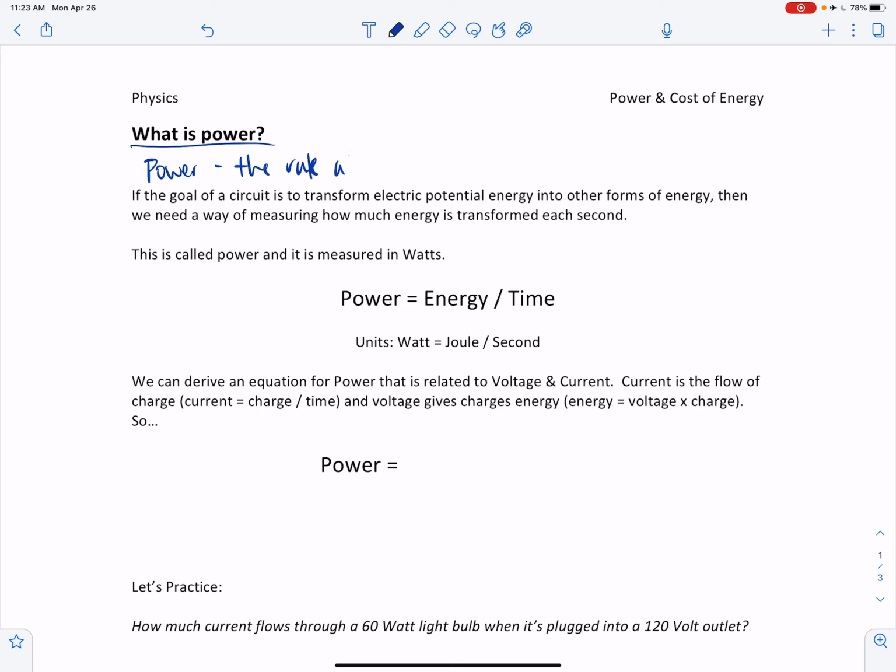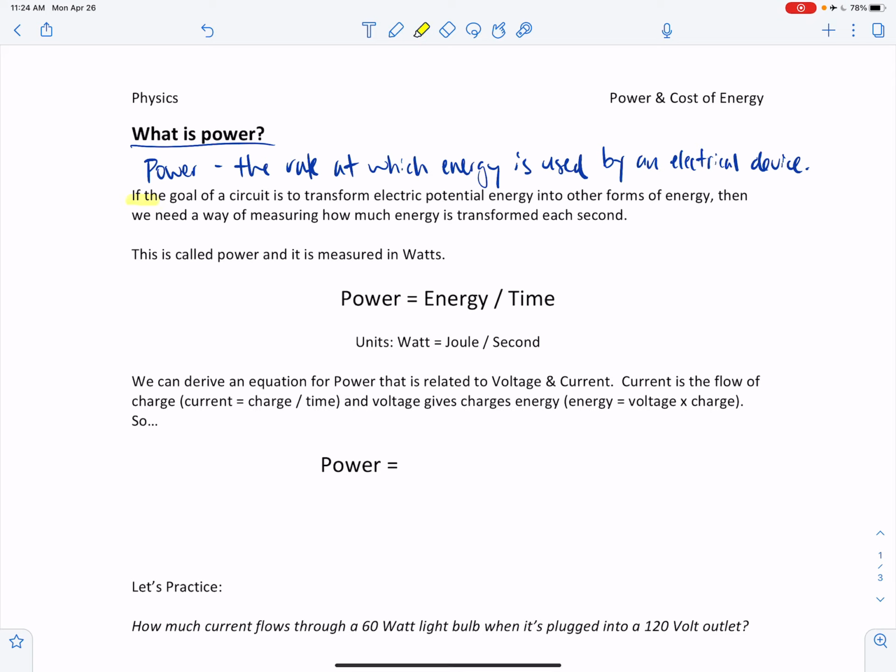The rate at which energy is used. And if it's electrical power, it's the rate at which energy is used by an electrical device. Okay, so you've heard of power as, like, a 60-watt light bulb. That's the measurement of the power of a light bulb.